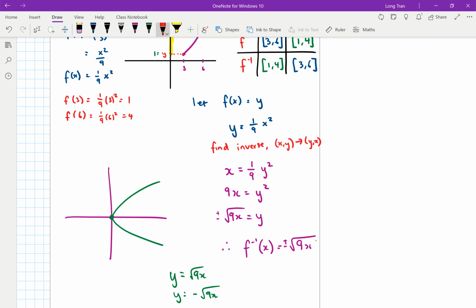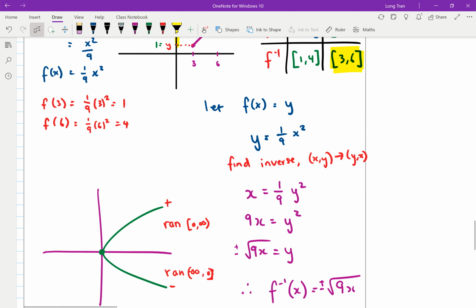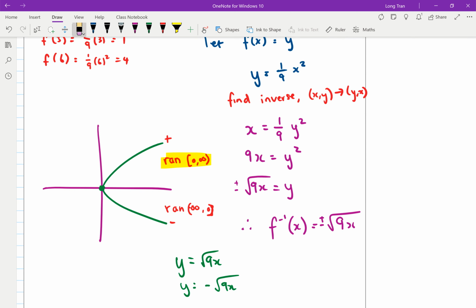The range for the positive version would be from 0 to infinity, whilst the range for the negative version would be from negative infinity up until 0. True? So looking at the domain and range for the inverse, can you see that the inverse is 3 to 6? So which one does it fit in? Clearly, it fits into this one. That's why I know the inverse function has to be root of 9x, because that's the only way that you're going to get it.